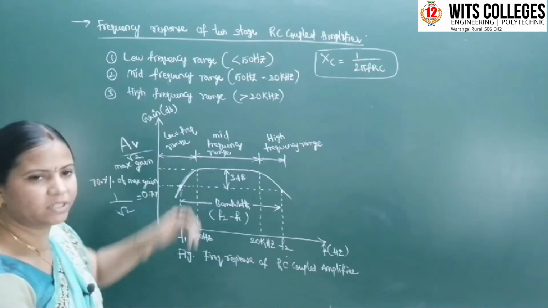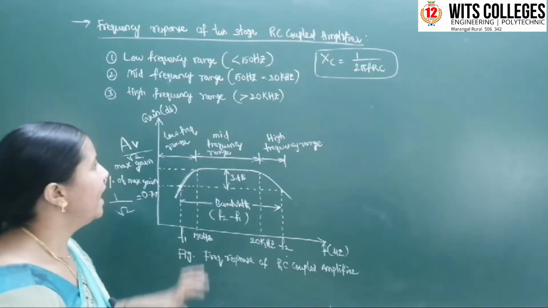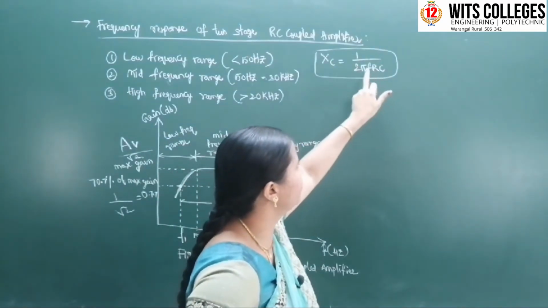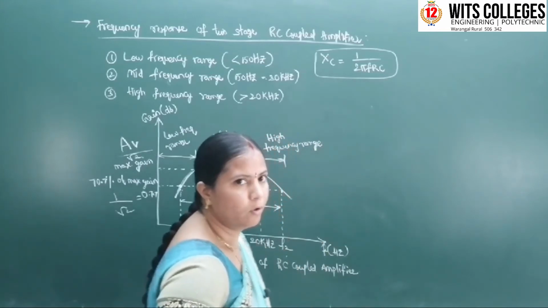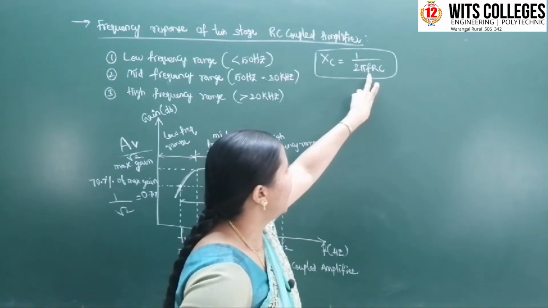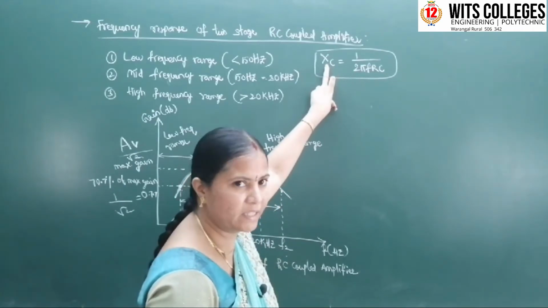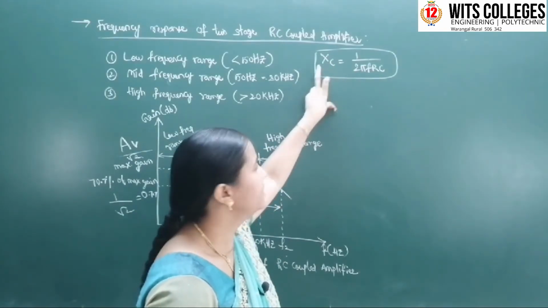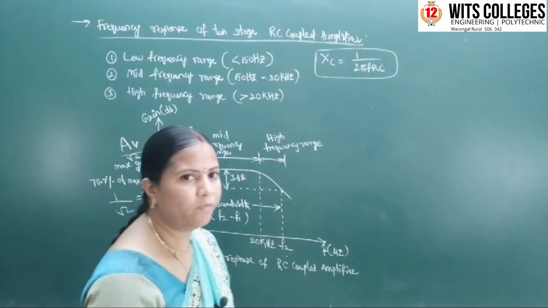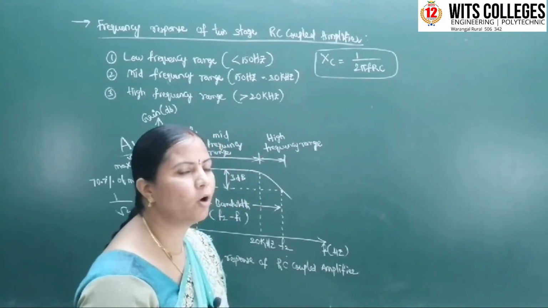Coming to the low frequency range, how is the gain going to decrease? Actually, the capacitor reactance is indicated by Xc equal to 1 by 2 pi FC. Here the capacitive reactance is inversely proportional to the frequency of the amplifier. So the reactance of the capacitor is inversely proportional to the frequency. So here what will happen?